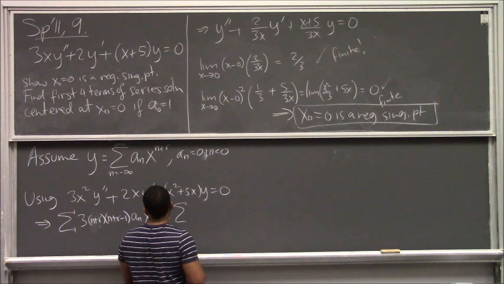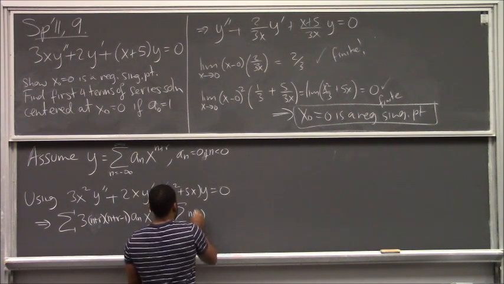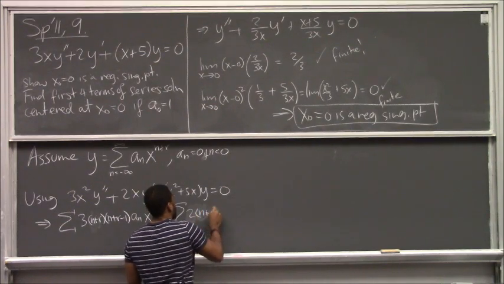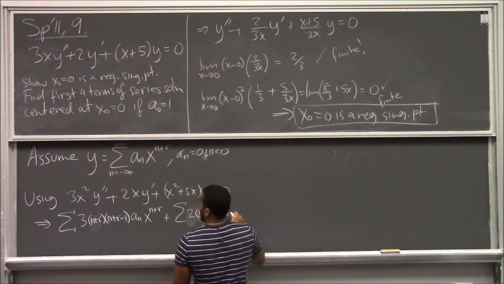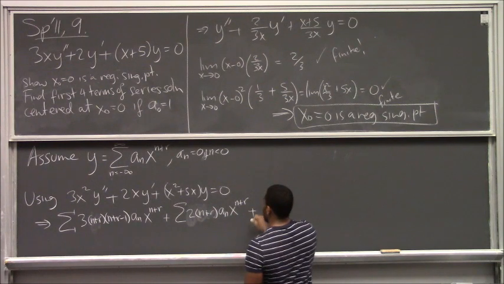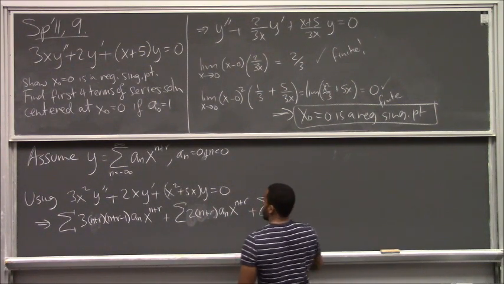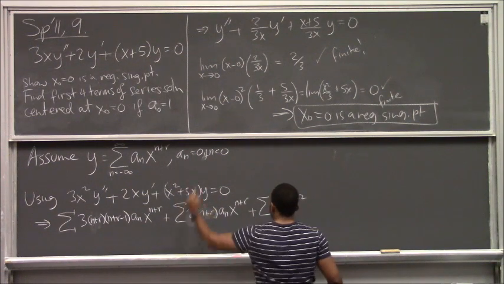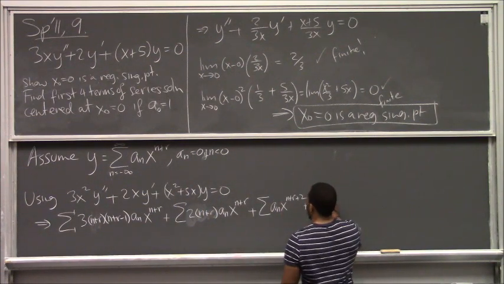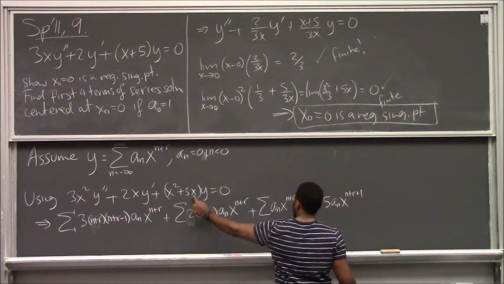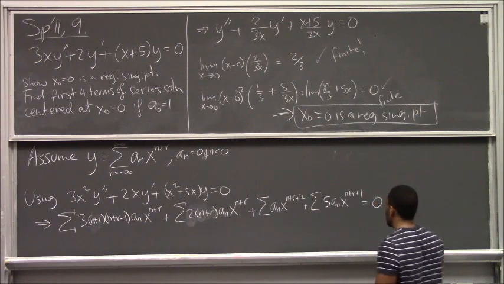Plus the sum of 2 times (n plus r) a n x to the n plus r. Plus the series of a n x to the n plus r plus 2, because I'm multiplying by x squared, plus the series of 5 a n x to the n plus r plus 1, because I multiply by that x. That gives us 0.